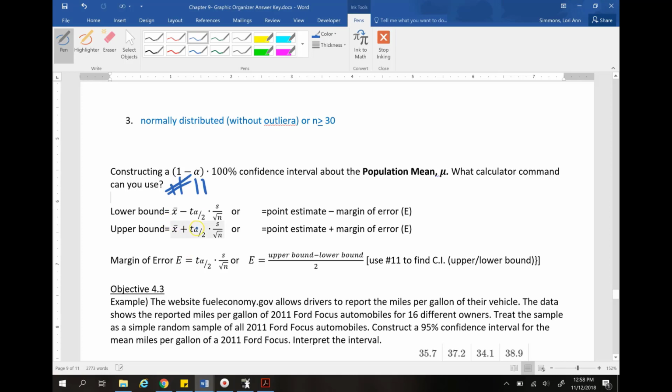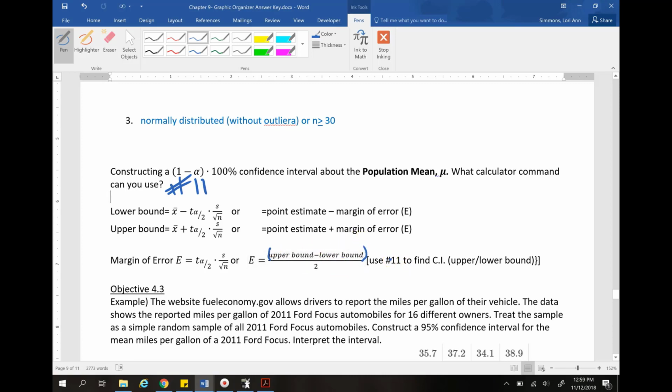Here we have the formal definitions to find the lower and upper bound without the calculator number 11. And again, you can take the point estimate minus margin of error to get the lower bound, and the point estimate plus the margin of error to get the upper bound. And here is the formal definition for margin of error, which is this portion. And the margin of error, you can find that by taking your upper bound minus your lower bound and then divide that whole thing by 2.